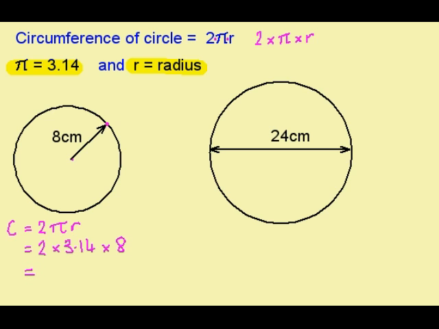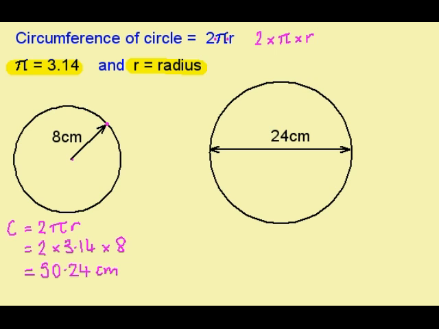This will be on the calculator paper, so you can then type that into your calculator, and you will get the answer 50.24. And the units are centimetres, because the circumference is just a distance around the outside.